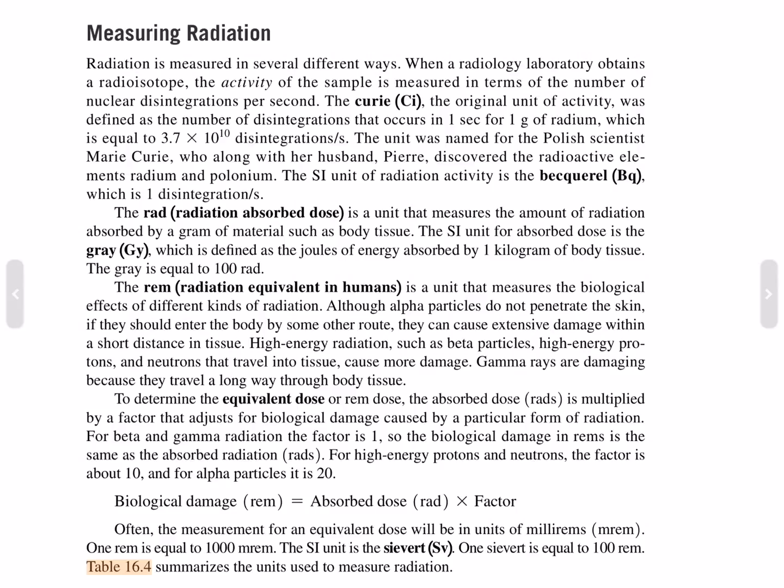To determine the equivalent dose, or rem dose, the absorbed dose is multiplied by a factor that adjusts for biological damage caused by a particular form of radiation. For beta and gamma radiation, the factor is 1, so the biological damage in rems is the same as the absorbed radiation in rads. For high-energy protons and neutrons, the factor is about 10, and for alpha particles, it's 20. So biological damage, rem, is equal to the absorbed dose times a factor.